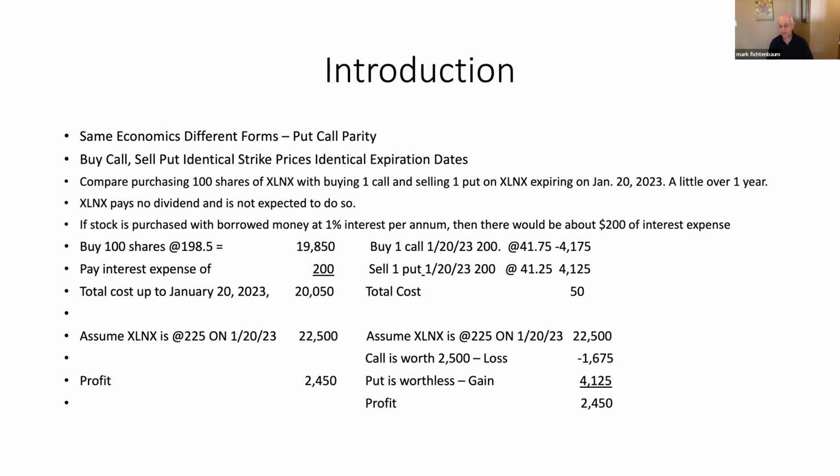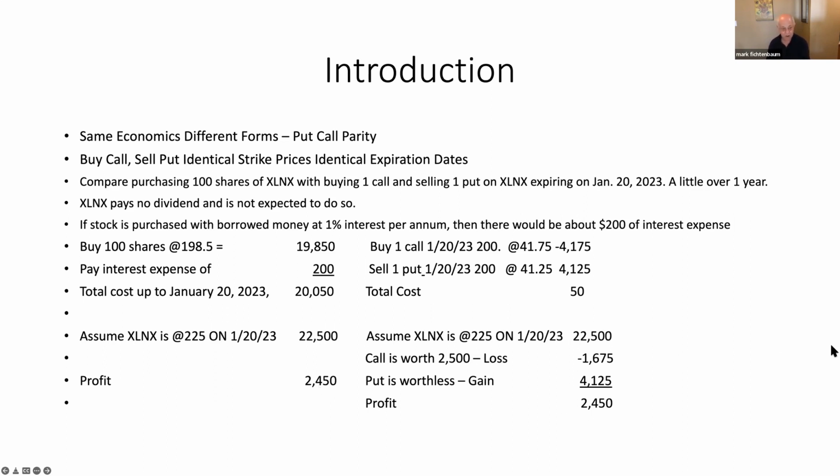However, the put is worthless. No one's going to put the stock to us at 200 if they could sell it in the marketplace for 225. We sold the put. We took in 41.25. That's our profit. So our profit on the option transaction is $2,450. So our profit on the option transaction equals our profit on the stock transaction.